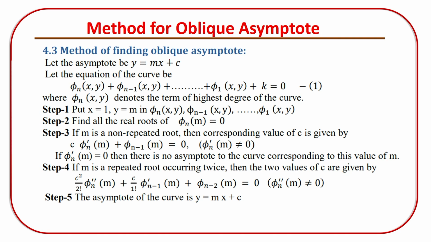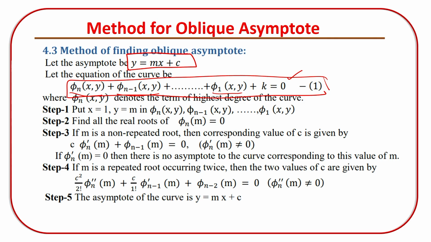So, let us assume that y equal to mx plus c is our required oblique asymptote, and let the equation of the curve be given by phi n (x, y) plus phi n minus 1 (x, y) plus and so on phi 1 (x, y) plus k equal to 0, right. These are the equations of the curve. So, this is the equation of a curve where phi n (x, y) denotes the terms of the highest degree of the curve. So, whatever the highest degree terms are, you just put it as phi n (x, y), phi n minus 1 and so on.